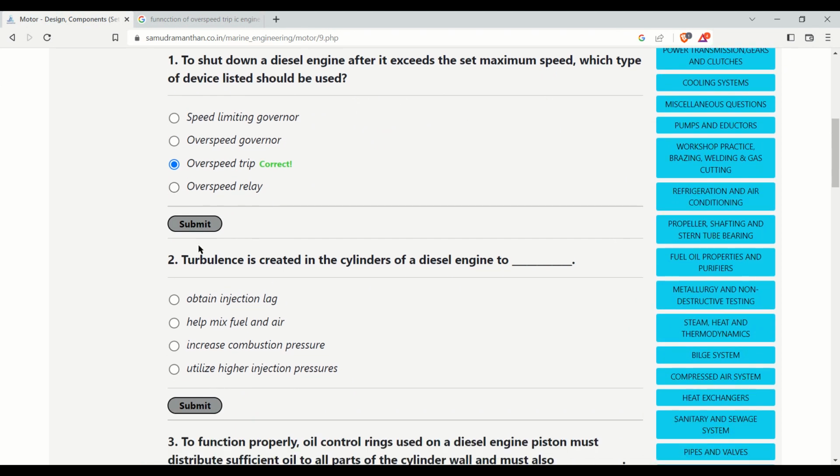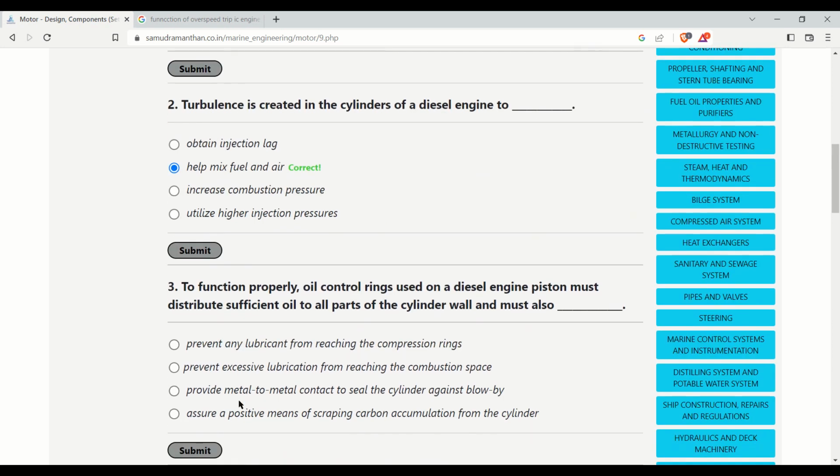Turbulence is created in the cylinder of a diesel engine, and the given options are obtain injection lag, help mix fuel and air, increase combustion pressure, utilize higher injection pressures. And the correct answer is help mix fuel and air. By creating turbulence, we can mix fuel and air properly, and it will help in proper combustion for better efficiency.